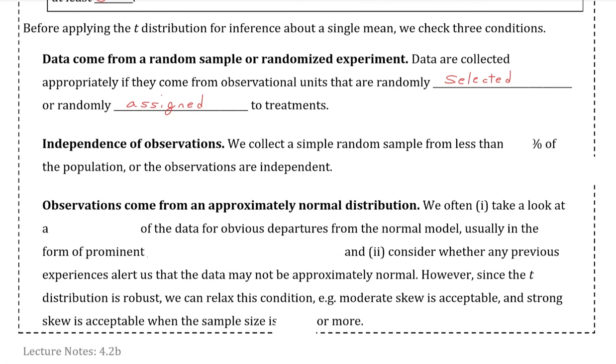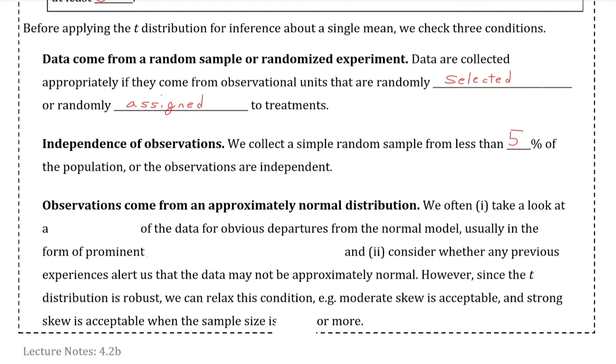Secondly, we have independence of observations. We collect a simple random sample from less than 5% of the population, or the observations are independent. And lastly, we have, again, observations come from approximately normal distribution.